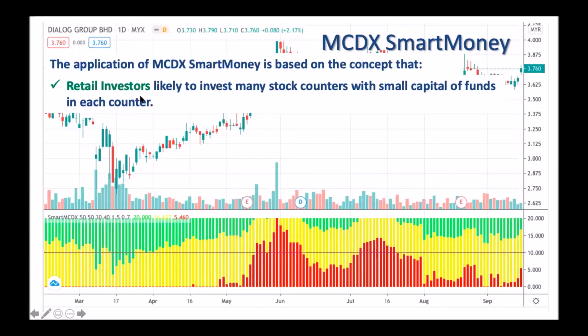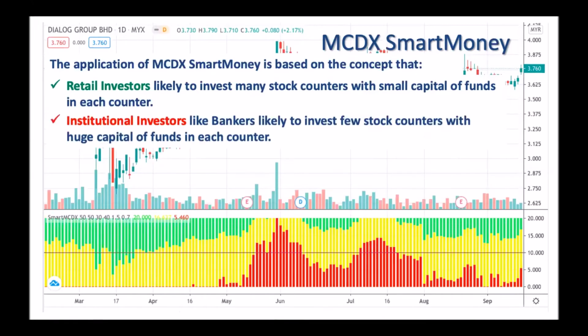So funds from retail investors tend to cover a lot of stocks, but each stock only has a small amount from each investor. Then institutional investors like bankers like to invest in a few stock counters. It's unlikely an investment bank invests in so many counters, 100 counters, unlikely. Even popular investors like Peter Lim, the one who worked for Berjaya Corp, and a few famous investors like Warren Buffett also advise people to keep only 20 stock counters. I think Peter Lim keeps about 30 stock counters, if I'm not mistaken.